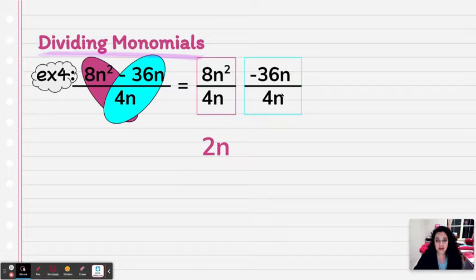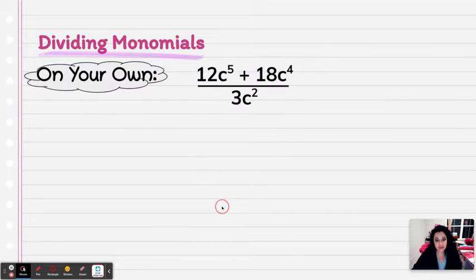Okay. And then negative 36n divided by 4n. Again, start with your coefficients. I know that's negative 9. And then n over n cancels out. So it's just 2n minus 9. And that's my answer. All right, try this one on your own.